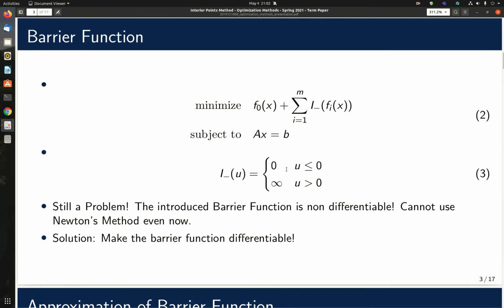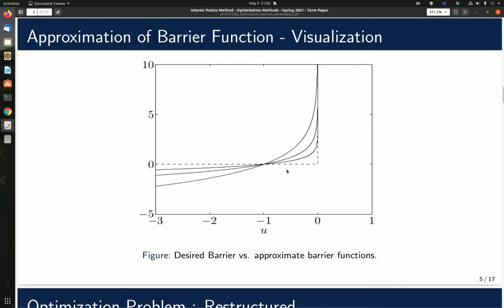So this is what I just said shows. The dotted line depicts the idealistic barrier function, whereas the solid lines depict the logarithmic barrier function as defined here, and as t increases, this smooth logarithmic barrier function converges to the idealistic barrier function as defined before.